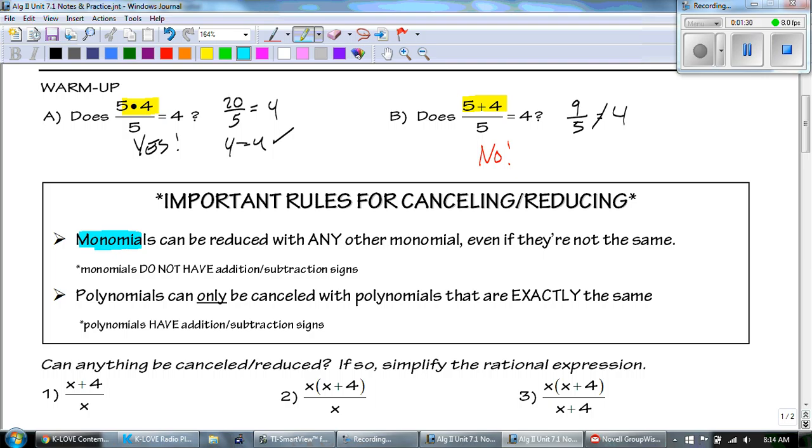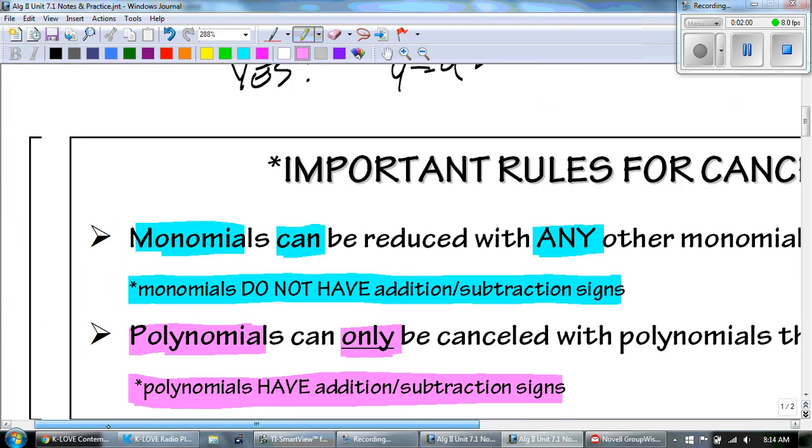So, some important rules for canceling and reducing. Monomials can be reduced with any monomial, even if they're not the same. Just remember that monomials do not have addition or subtraction signs. Now, polynomials can only be canceled with polynomials that are exactly the same, okay? And then remember that polynomials have addition or subtraction signs. So let's go ahead and take a look at these.